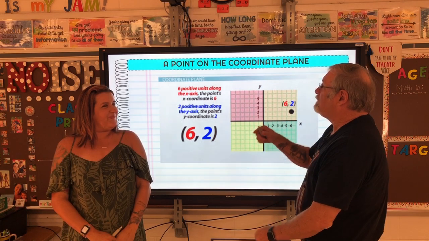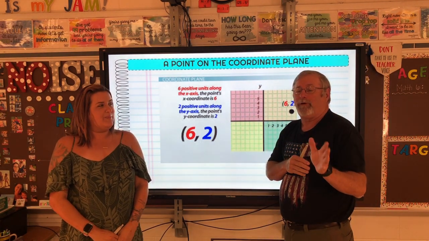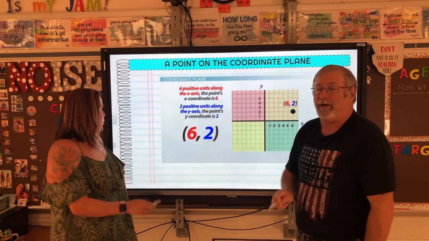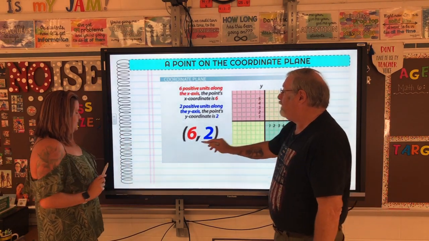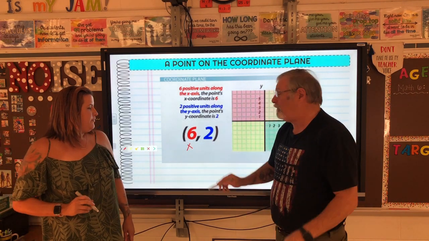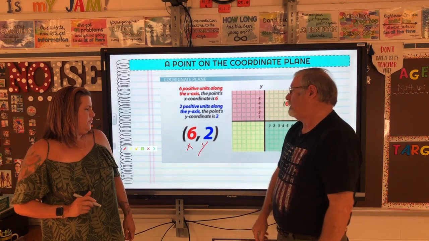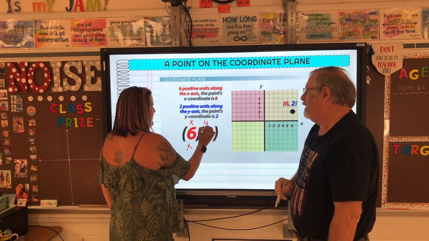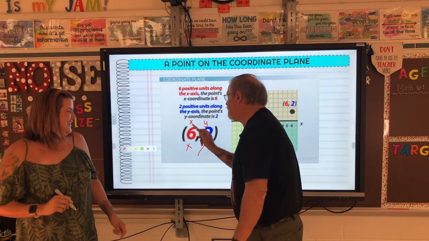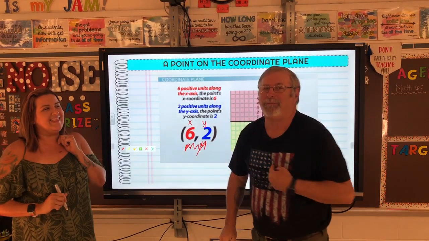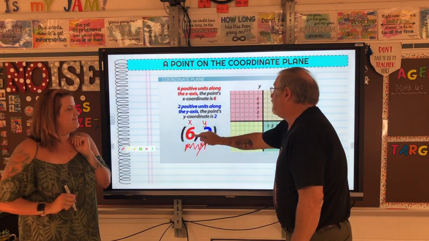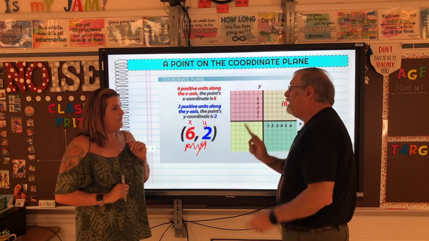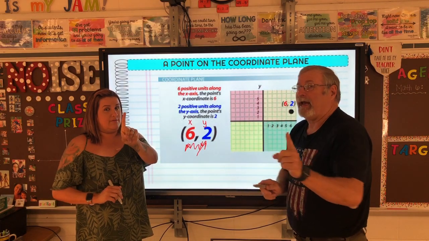There you go. Okay, so this is how we figure out where a dot is located. We call these ordered pairs. They're in the order of X, like we said before, and Y. So it's just X, Y. This is found at (6, 2). So it's positive, positive. I know it's in quadrant 1. It's got to be in quadrant 1.